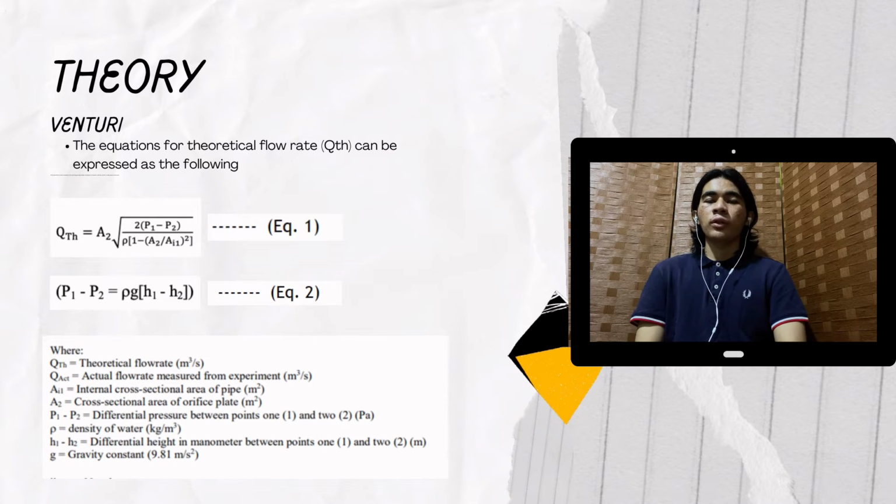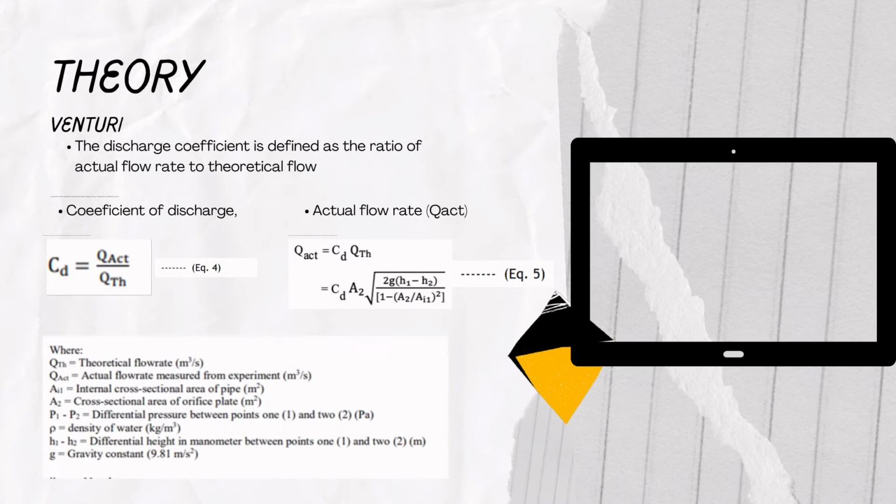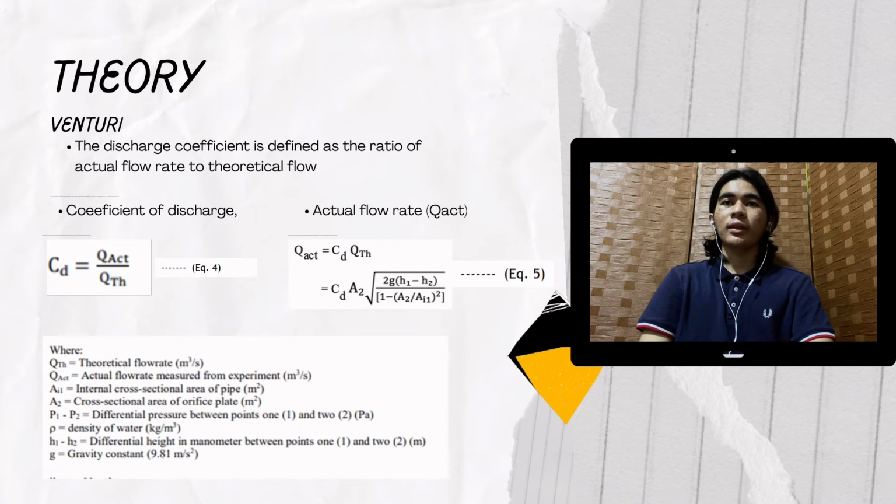Next, the equation for theoretical flow rate Q_th for the venturi can be calculated based on this equation. Lastly, we will see the discharge coefficient for the venturi. The discharge coefficient is defined as the ratio of actual flow rate to the theoretical flow rate. The discharge coefficient can be calculated by dividing Q actual by Q theoretical, and then the actual flow rate can be calculated based on this equation.